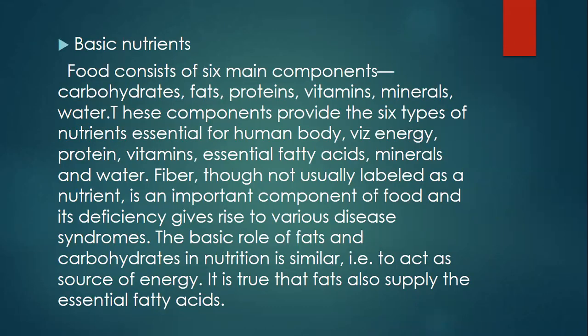First, basic nutrients. Food consists of 6 main components: carbohydrates, fats, proteins, vitamins, minerals, and water. These components provide the 6 types of nutrients essential for the human body: energy, protein, vitamins, essential fatty acids, minerals, and water. Fiber, though not usually labeled as a nutrient, is an important component of food, and its deficiency gives rise to various disease syndromes.